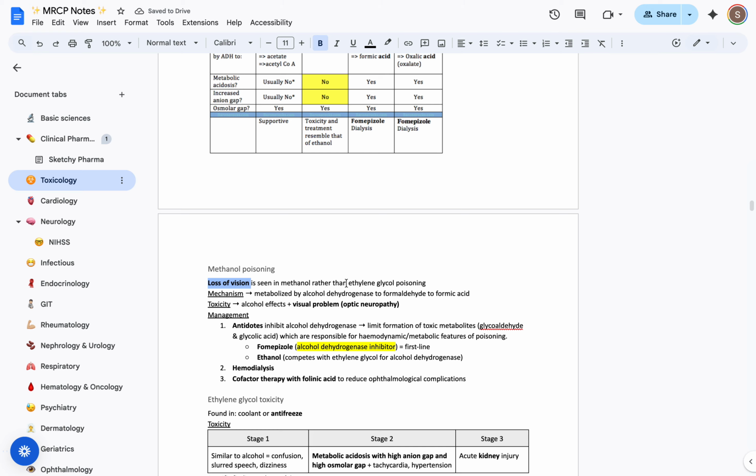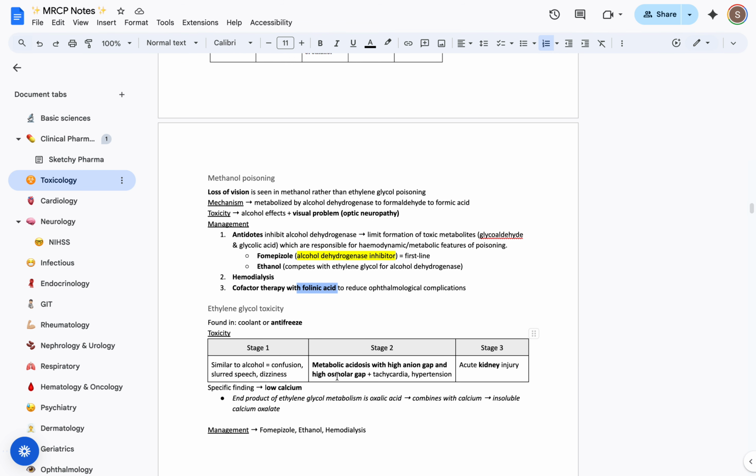Methanol is metabolized by alcohol dehydrogenase to formaldehyde to formic acid. It leads to optic neuropathy. So we need to treat it urgently so that the patient doesn't become blind. We give the antidote, which is fomepizole. It's an alcohol dehydrogenase inhibitor. We can also give ethanol. Hemodialysis, I mean, we already established that methanol is not dialysable. And then we can give also folinic acid as a cofactor to reduce the eye complications.